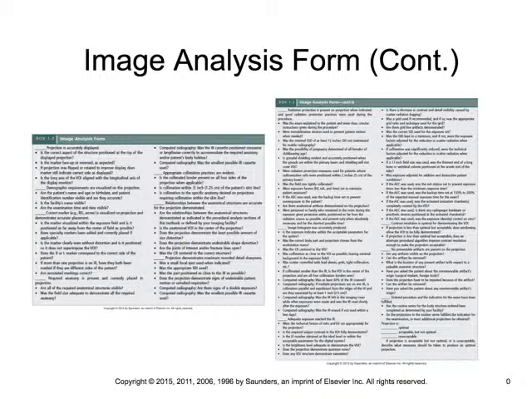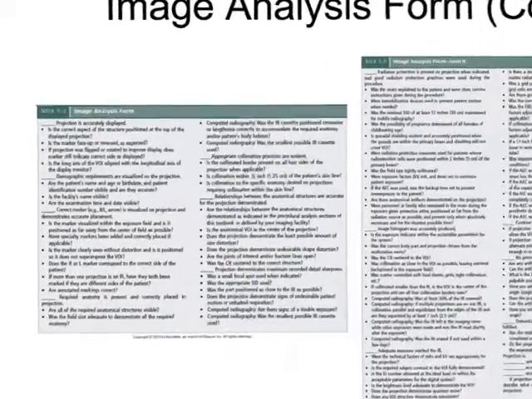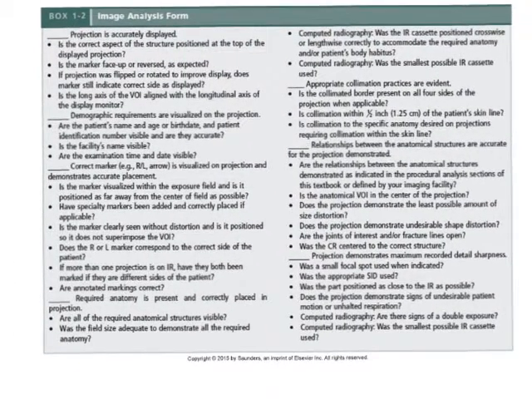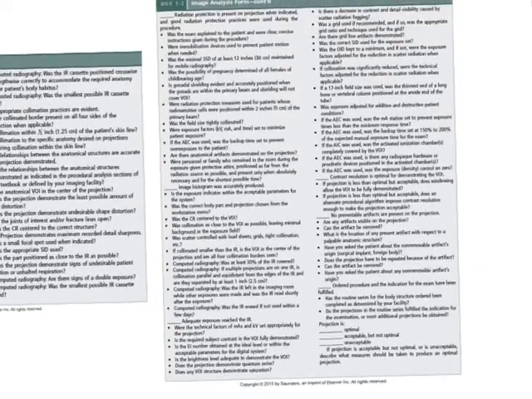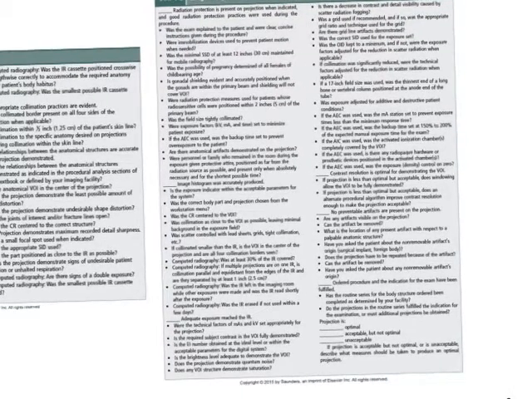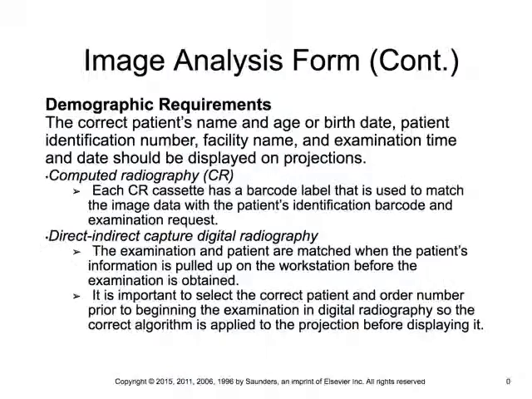So here's the form. It's huge, right? And this is why it might be more helpful to have a mnemonic. We've got a whole lot of information here. Is the projection accurately displayed in terms of marker, demographic information, annotations, are they appropriate? Is the collimation appropriate? Was the focal spot used? Was an SID appropriate? Were the gonads shielded? There's a whole lot of things to think about when we're looking at these images.